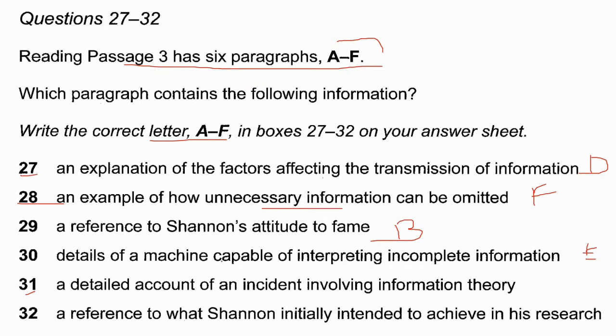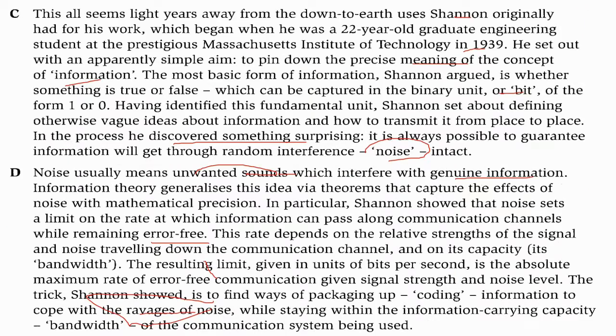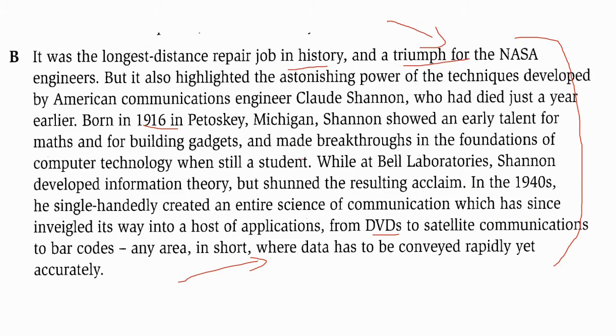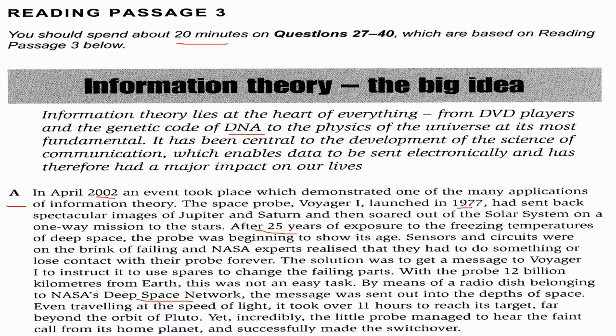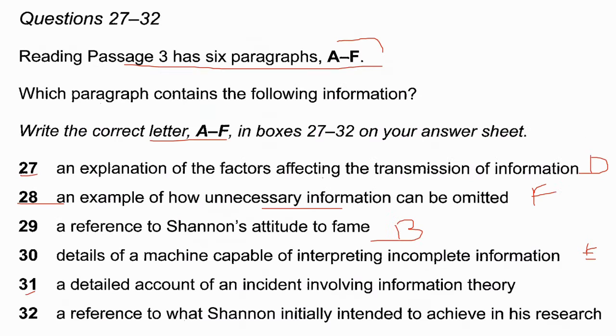31, a detailed account of an incident involving information theory. So it was actually A. Here it was described how information theory helped a large, interesting project to get through what at that time was incomprehensible. So we'll give A to 31.